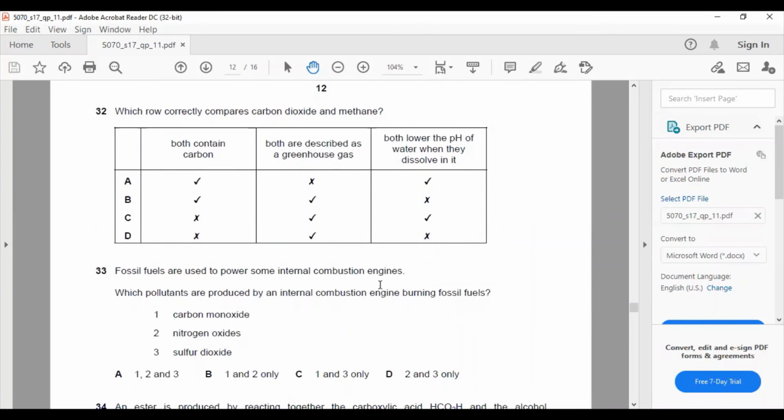32 is a very simple question, basics of the pollution chapter. Carbon dioxide and methane both contain carbon, yes. So C and D are wrong because they say not. Both are described as greenhouse gases, yes, so B is the answer. Both lower the pH? No, both are neutral. So B is the answer.